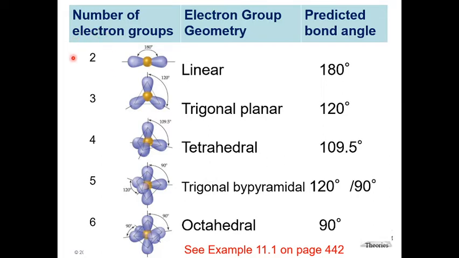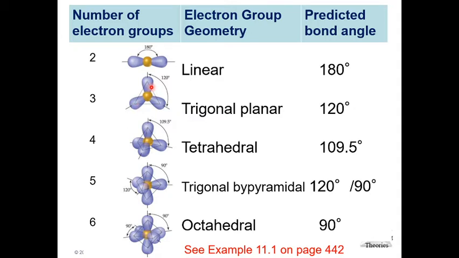Starting at the top, if we have 2 electron groups around the central atom, we have a linear molecule, and our bond angle is 180 degrees. That means the farthest apart these 2 bonds can get is 180 degrees, and if they can get that far apart, they will. If we have 3 electron groups, we have a trigonal planar geometry that looks like this. Our bond angle is 120 degrees. The bond angle means the angle between the bonds around the central atom. So this is trigonal planar, and it's called trigonal planar because there are 3, and they all lie in a plane.